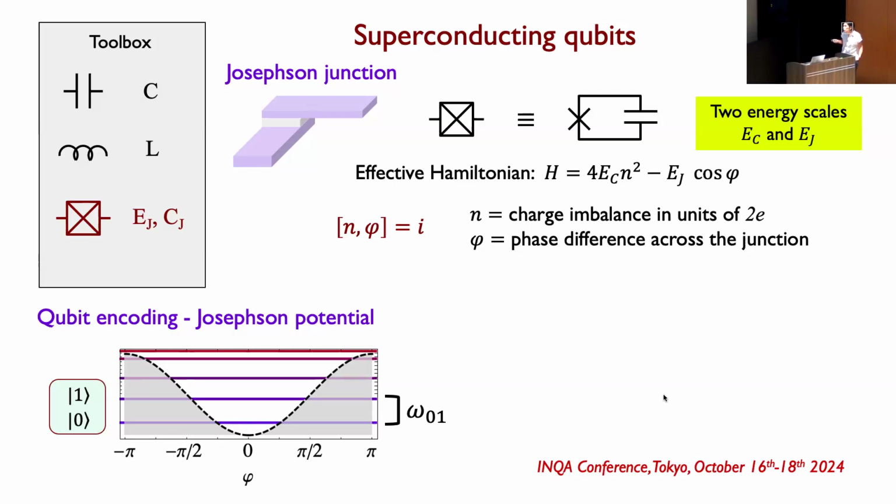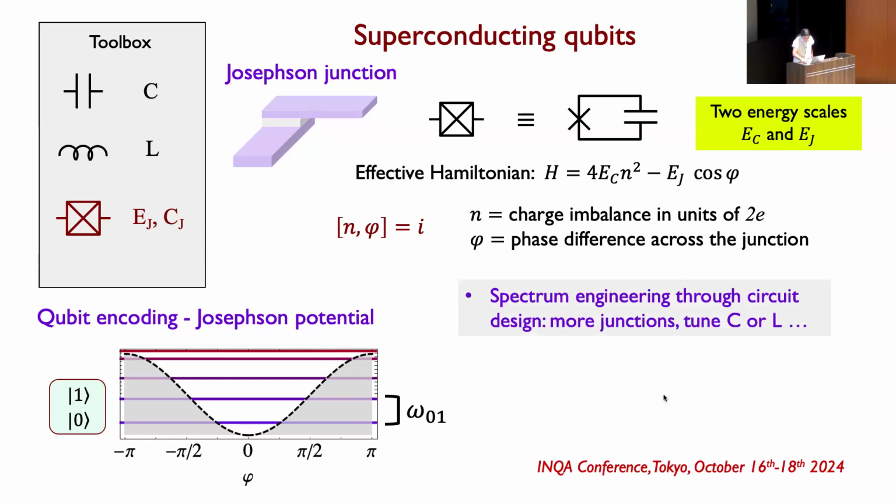It depends on two variables, n and phi, which represent respectively the charge imbalance and the phase difference across the junction. The crucial thing about this circuit element is that it gives rise to a nonlinear potential. It therefore allows us to encode the qubit by selecting a well-defined transition frequency that we call omega 01. Naturally, the system enables the engineering of the spectrum and of the Hamiltonian by adding different circuit elements, different capacitors, more junctions, or tuning the value of EC or EL.